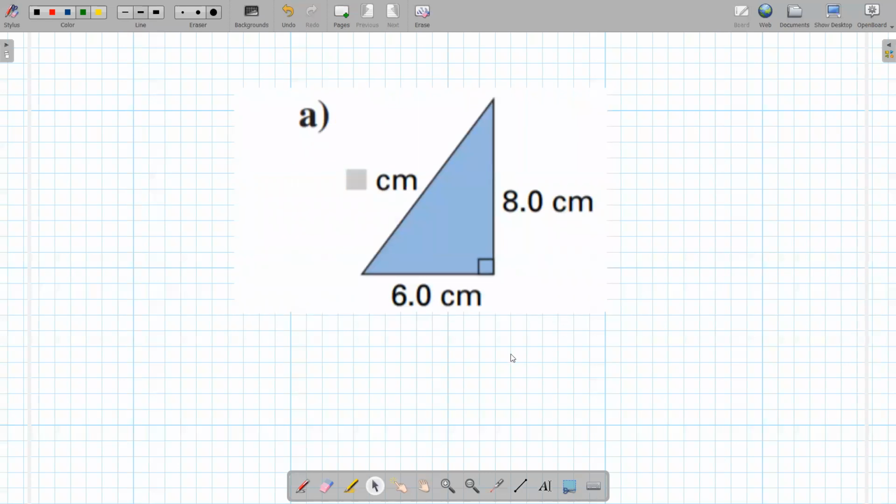What about here? Which side is missing, A, B, or C? C is missing, right? So what's C? Again, it's a one-step calculator problem. C squared equals A squared plus B squared. So C is equal to the square root of A squared plus B squared. Is it 10? It is 10.